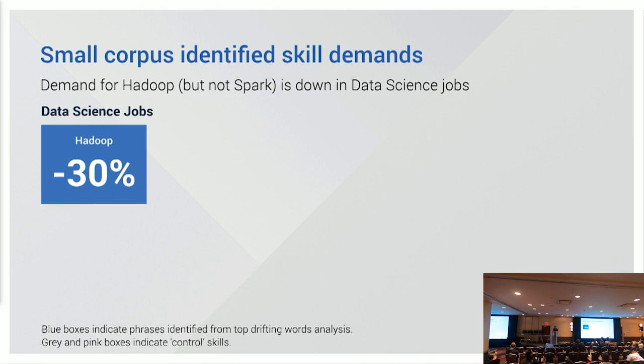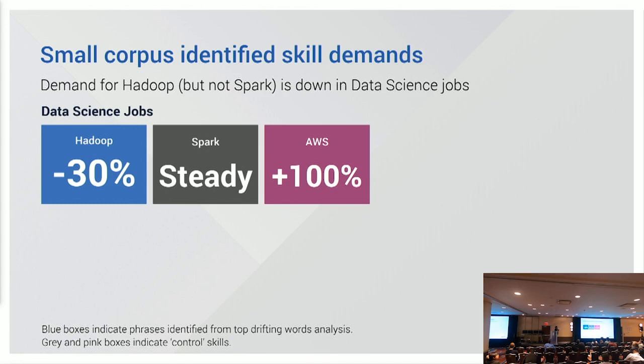So the other word that came out of this, which I thought was really exciting, and this sort of leads to a really interesting little story, is Hadoop. Hadoop has actually gone down in data science jobs. This is reproducibly the case. And when I threw in Spark and AWS cloud instances, what we see is AWS has gone up. It's become very popular in data science jobs as a requirement.